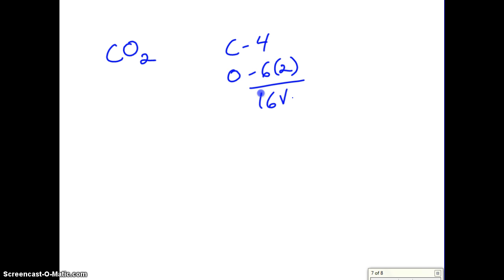Okay, so let's look at another one. Let's say we have CO2. Okay, well, carbon has 4 valence electrons, oxygen has 6, and we have 2 of them. So this gives us 12 plus 4, 16 total valence electrons. So we have carbon in the central atom because it's the first one and the farthest left. Okay, and we have our single bonds to the oxygen. So that gives us 2 and 4. That gives us 12 more to show. So 2, 4, 6, 8, 10, and 12.